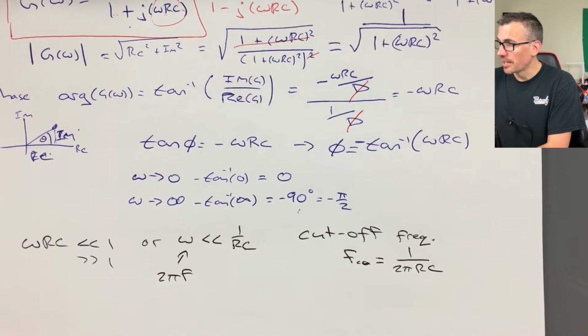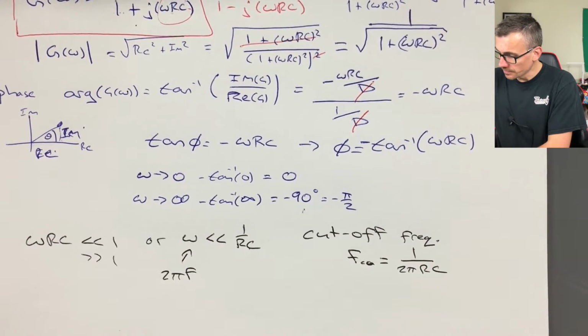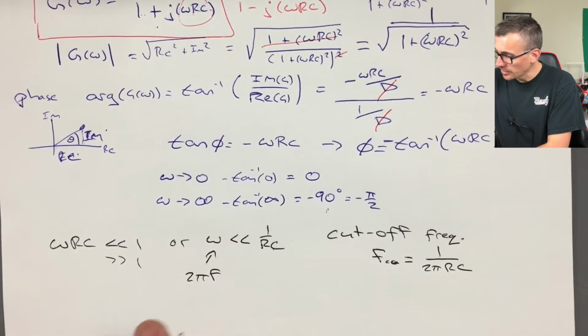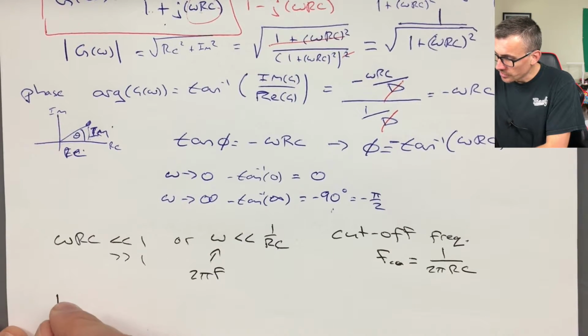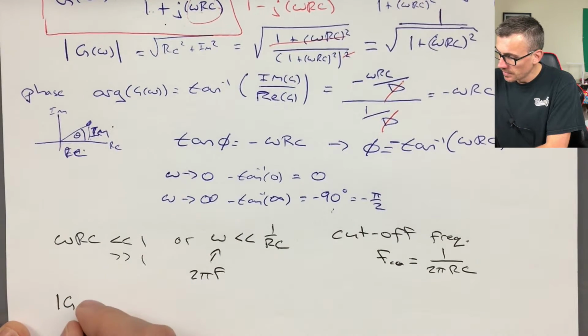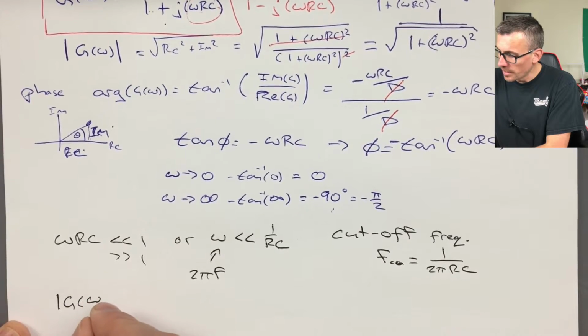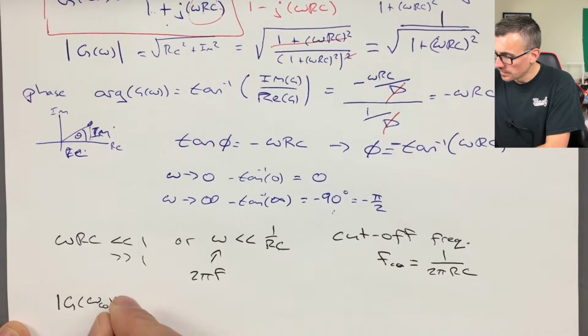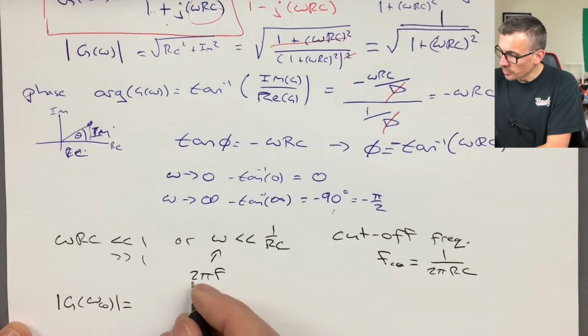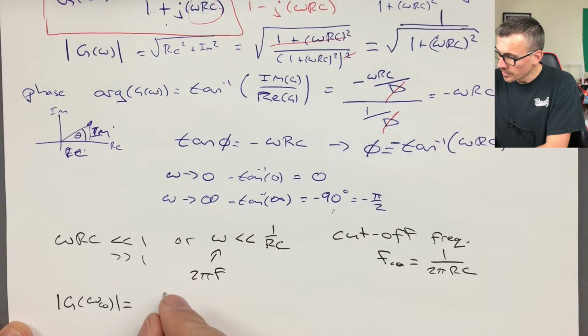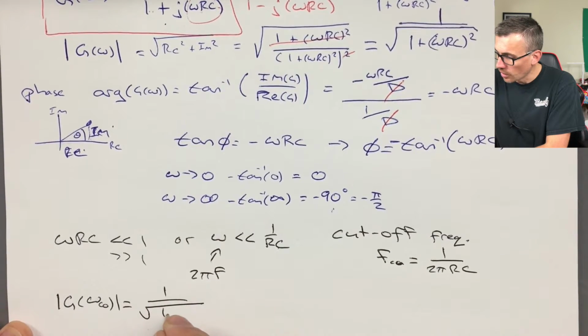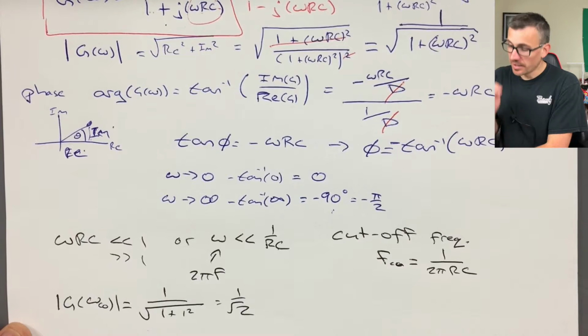What is the magnitude at the cutoff frequency? The magnitude is G of omega cutoff. Well, that's when omega RC is equal to 1. So that's equal to 1 over the square root of 1 plus 1 squared, which is 1 over root 2. So at the cutoff frequency, the gain is 1 over the square root of 2.